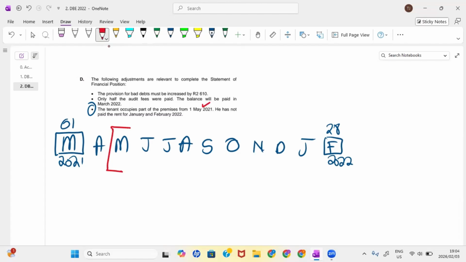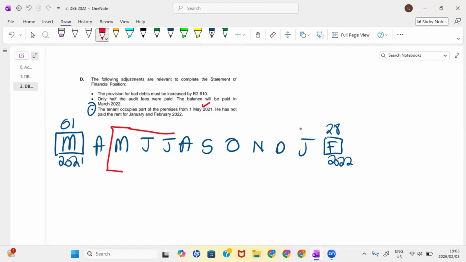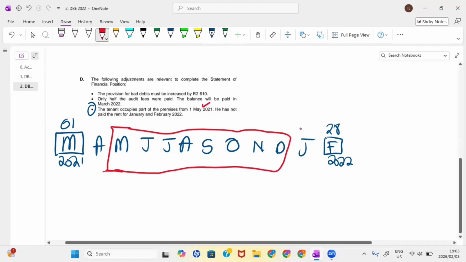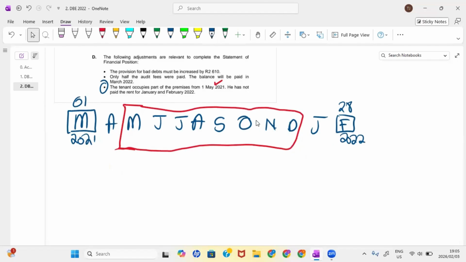Okay. And obviously, 1 May just means the month of May is included. Yeah? And then they say he has not paid the rent for January and February 2022. So meaning we only received up until December. Circling here with a red color, that's the months we received. But we did not receive, as they're saying, for January and February. Yeah?